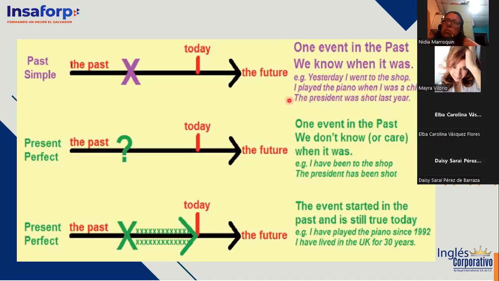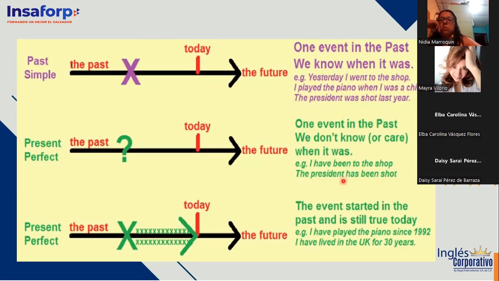Now, in sentence number three, can someone identify what's the expression that is giving you the idea of the past? Last year, automatically. When it says last year, boom, we know that we're talking about an event or something that happened last year, and that probably it stopped there, the action started there and finished there.